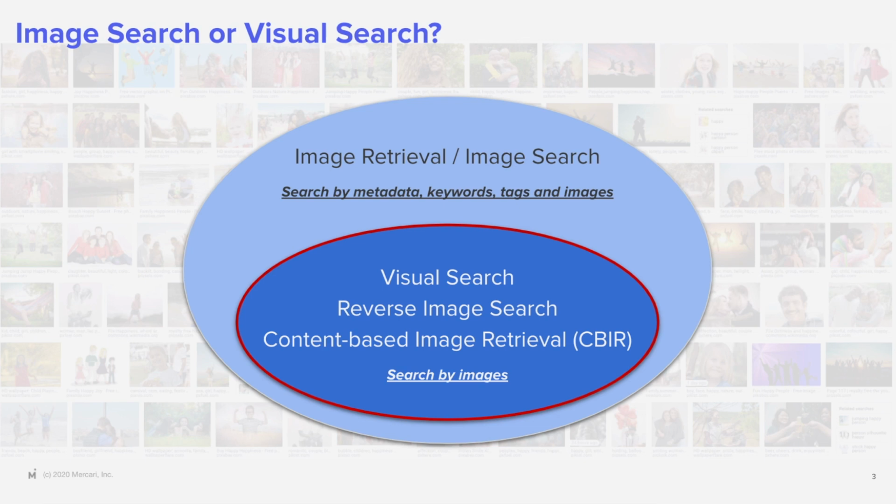Before getting into the main topic, let me clarify the wording visual search. There are some expressions for retrieving images, like image retrieval, image search, visual search, and so on. Image retrieval and image search are general terms for search images by metadata, keywords, tags, and images. As for visual search, reverse image search and CVPR mean search images by images. I will talk about a visual search system, so the scope is search images by images.